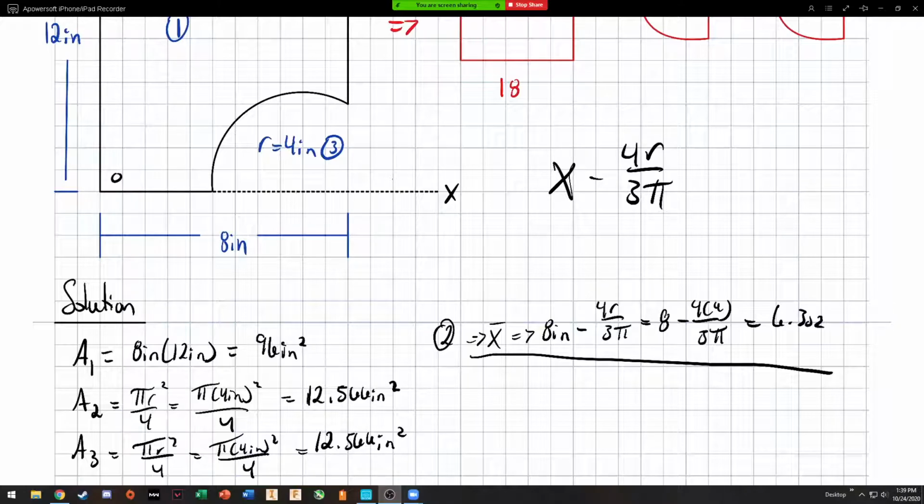This part to the right that I labeled as number 2, that is me finding the x bar of one of the quarter circles because they're on the same side. You can do it for one and you consider it for both. That's kind of the nice part of it. So the equation that I'm using right here is the equation from the book, which is going to be x minus 4r over 3 pi.